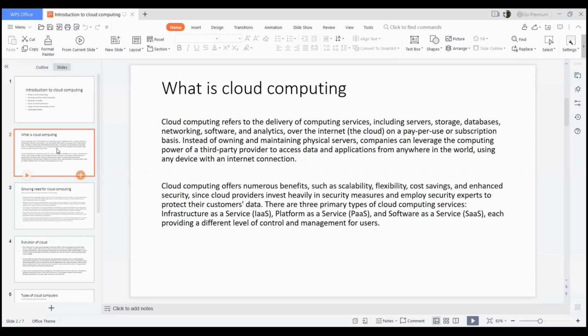Platforms like Amazon, Flipkart, and all those apps, Netflix, and the Zoom on which we are talking, are software as a service. Subscriptions we take, they all are software as a service, and they provide different levels of control and management for users. It totally depends on what kind of service you are taking from them.